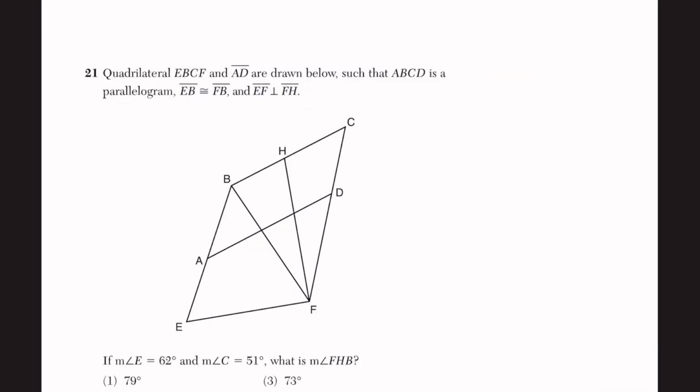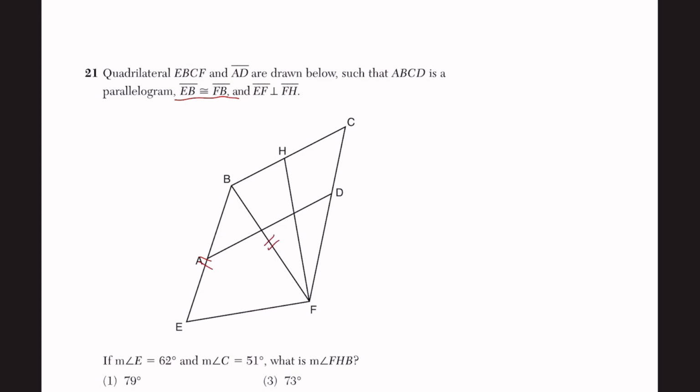Question 21. Quadrilateral EBCF and line AD are drawn below such that ABCD is a parallelogram, EB is congruent to FB, and EF is perpendicular to FH. If measure angle E is 62 and measure angle C is 51, what is the angle measure for FHB? We can just mark off what's given to us. It's given that EB is congruent to FB. So right here, EB is congruent to FB.